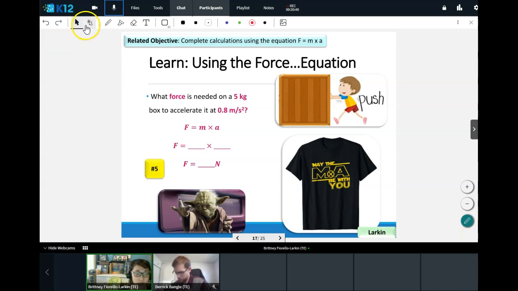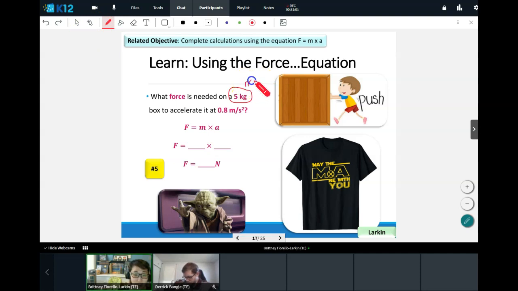So the question is, what is the force needed on a 5-kilogram box in order to accelerate it at 0.8 meters per second squared? Let's annotate this together in the chat box. Kilograms, is that a mass or an acceleration? Tell me in the chat, kilograms, is that a mass or an acceleration?